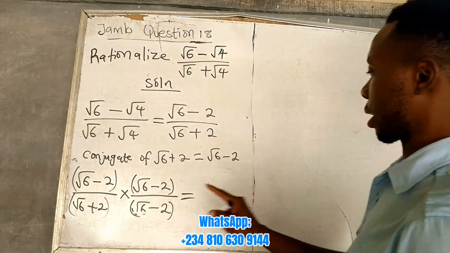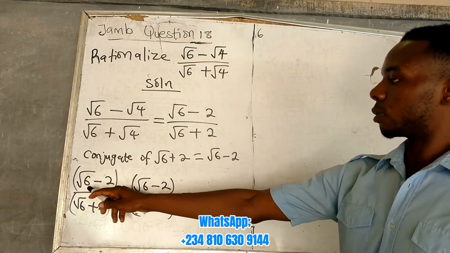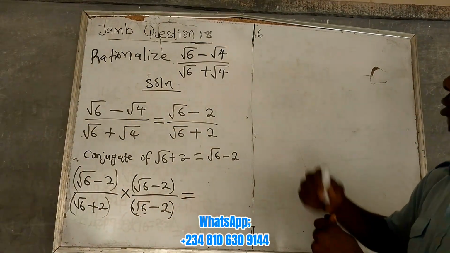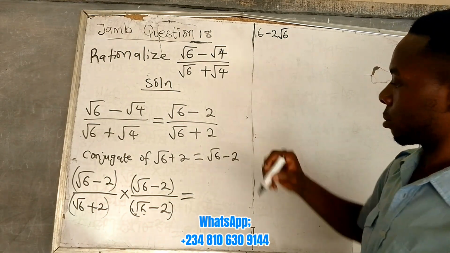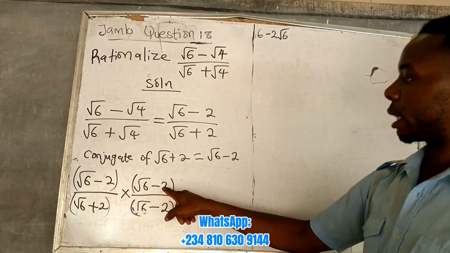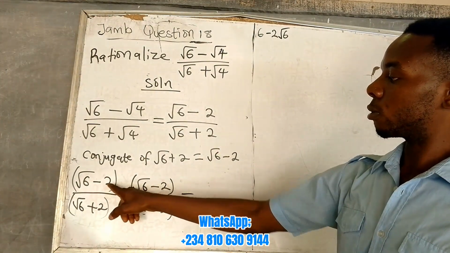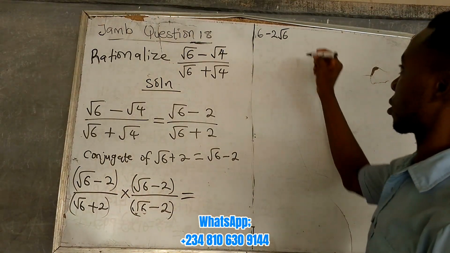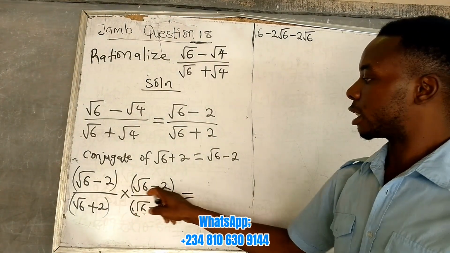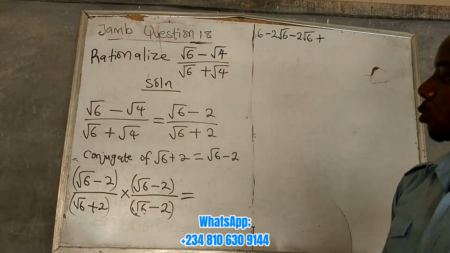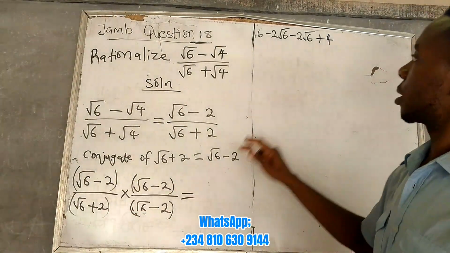Root 6 multiplied by root 6 is equal to 6, right? Root 6 multiplied by minus 2 gives us minus 2 root 6. Then minus 2 multiplied by root 6 will give us minus 2 root 6. Then minus times minus will give us plus. 2 times 2 will give us 4. Now we have opened the bracket of the numerator.